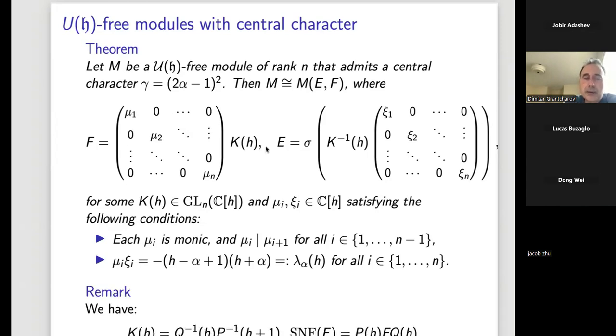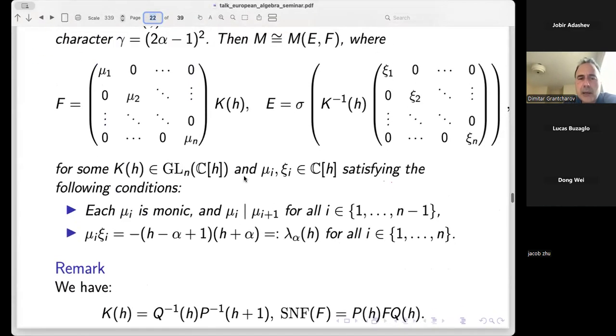And then here is the technical remark. If you want to ask what exactly these elements K, mu are in terms of Smith normal form: if the Smith normal form is again the mu i's, then you have this P F Q, and K is nothing else but Q inverse P inverse, the matrices of transition to the Smith normal form. So the SNF of F is exactly the mu i's.